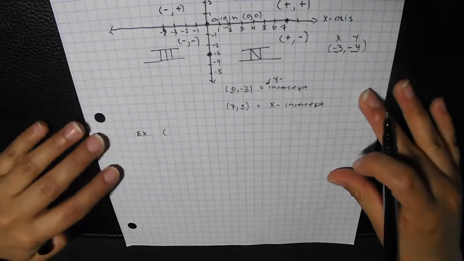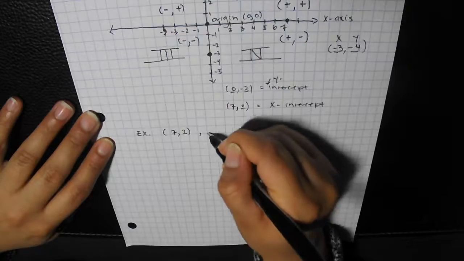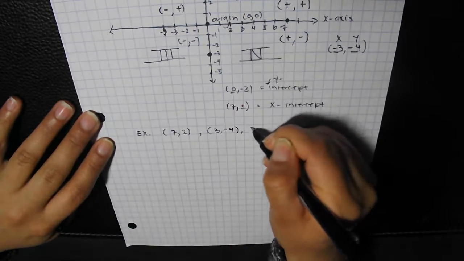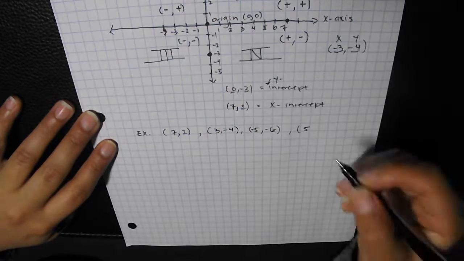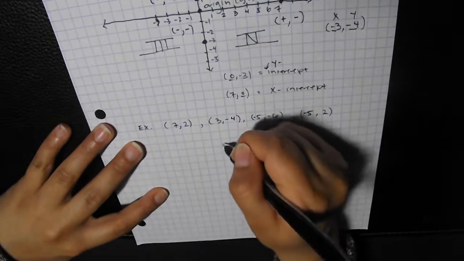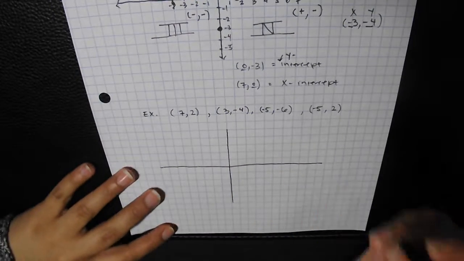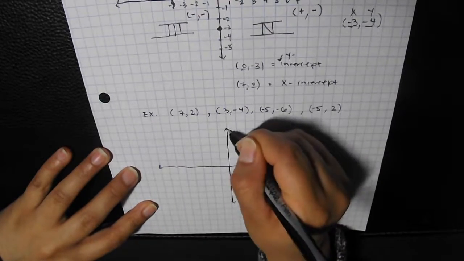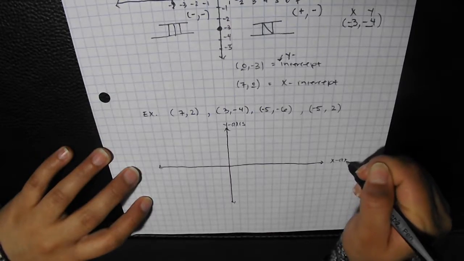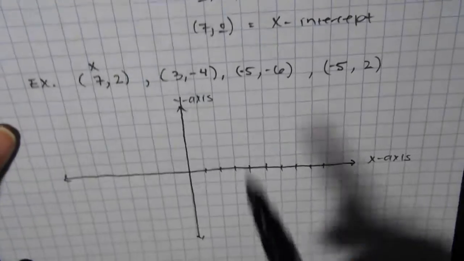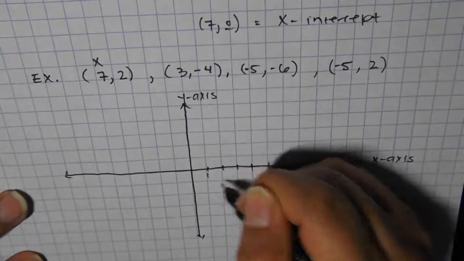Let's say we're asked to identify the point 7, 2, and let's also find 3, -4, -5, -6, and -5, 2. First we have to start by making a coordinate plane. Then we label our x-axis and our y-axis. Our vertical line is called the y-axis, and our horizontal line is called the x-axis. Let's say we're asked to graph these points. Before I start graphing them, I'm going to make my coordinate plane and label my points.